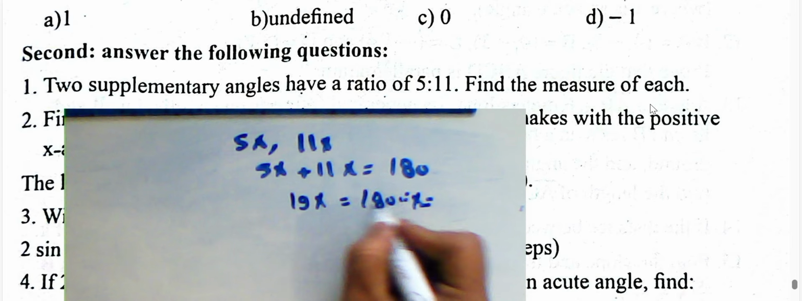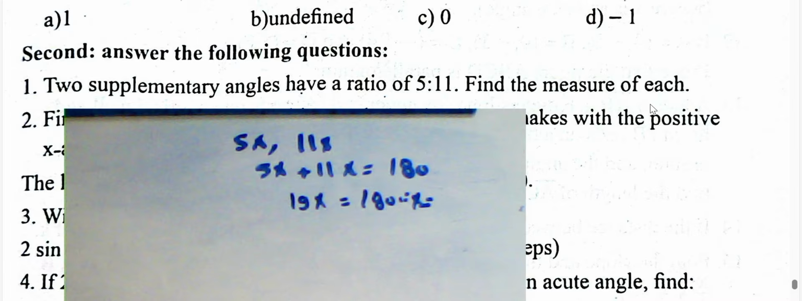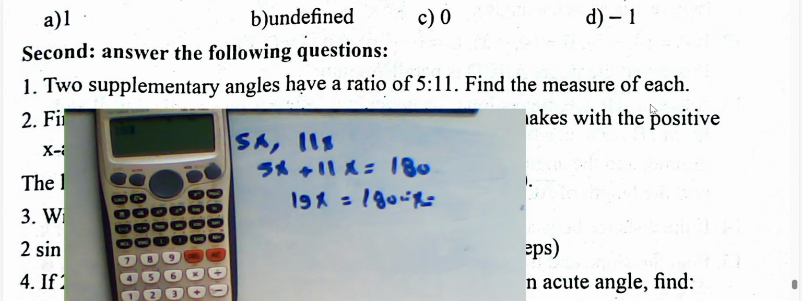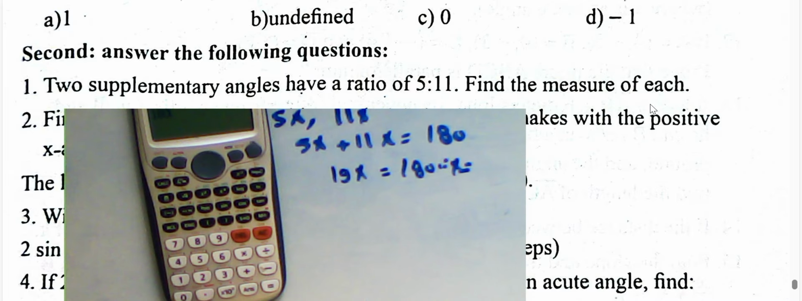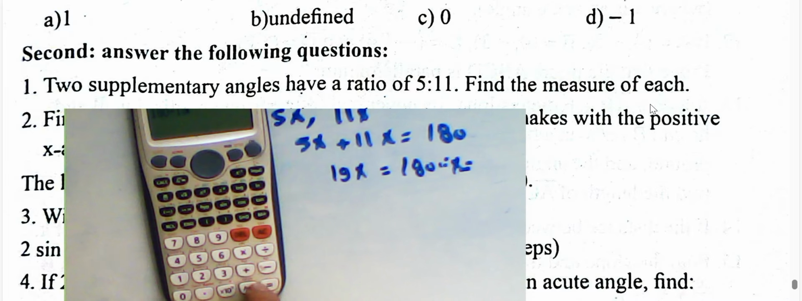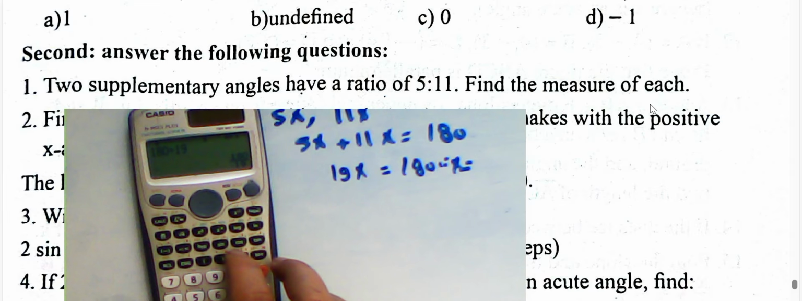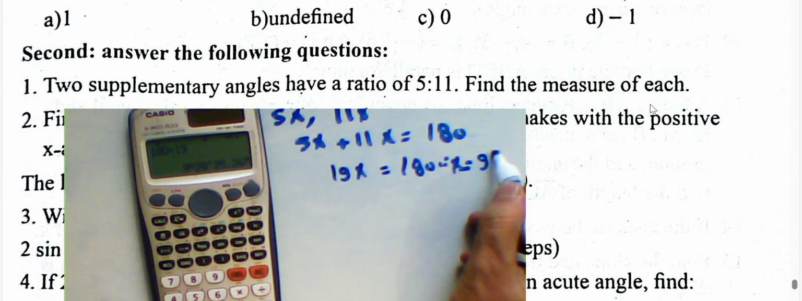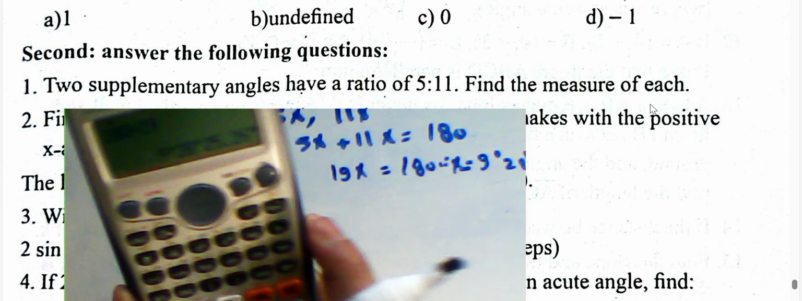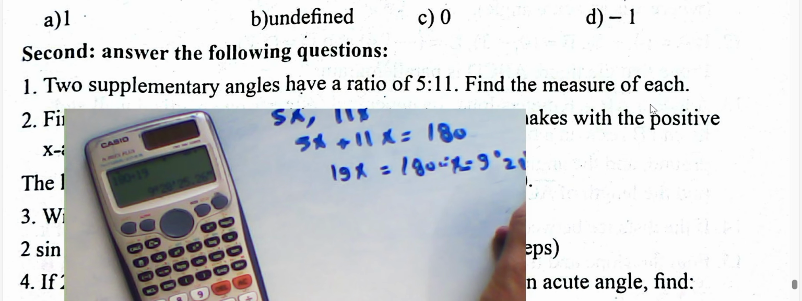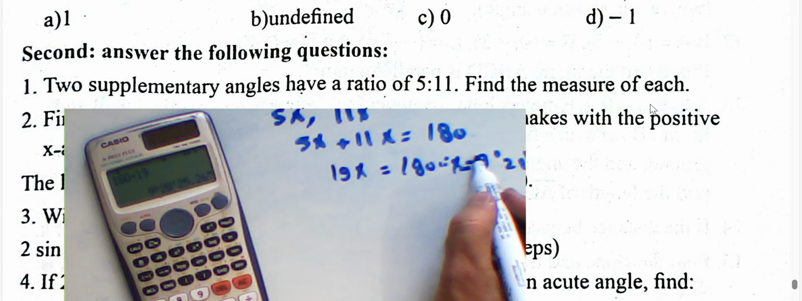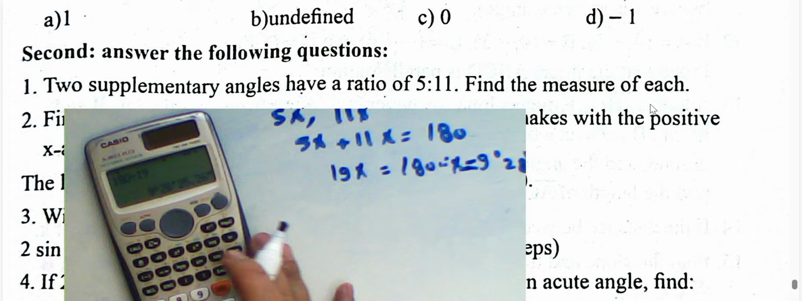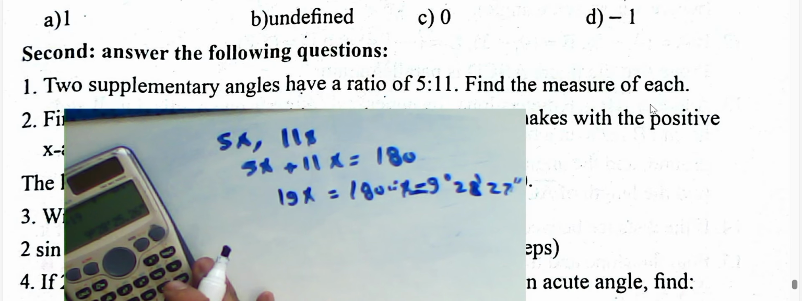You can solve this by dividing by 16 using the calculator. Write 180 divided by 16, equals 11 degrees 15 minutes. This is the value of x.